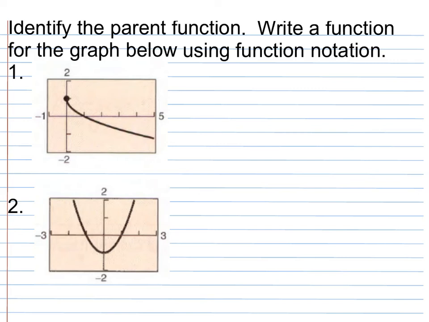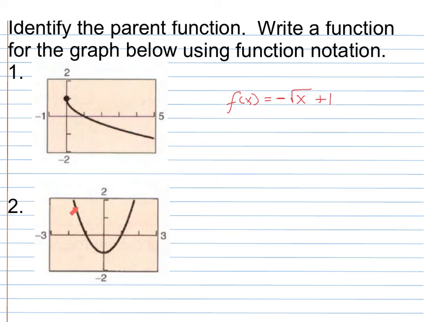So this question says identify the parent function, write a function of the graph below using function notation. If you can see, this is basically going to be a square root function that was reflected over the x-axis and shifted up 1 unit. So we have f of x. When something is reflected over the x-axis, we have a negative, and we know it's a square root, and it was shifted up 1 unit, so plus 1.